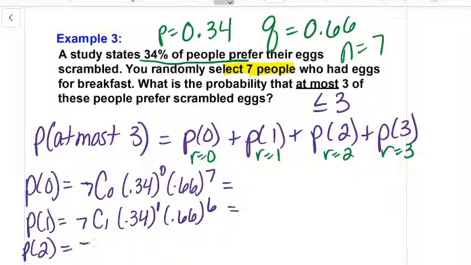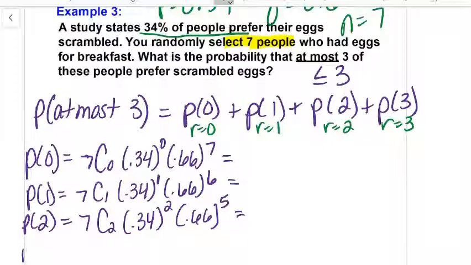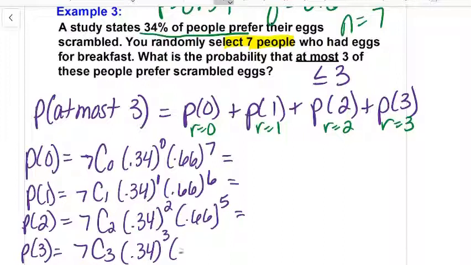Probability of 2 people liking scrambled eggs will be 7 choose 2. That's going to be 2 successes, which means I have 5 failures. And then the probability of 3 people liking it will be 7 choose 3. 3 successes, so 0.34 to the third. If 3 people like it, then 4 people don't like it, so 4 failures.